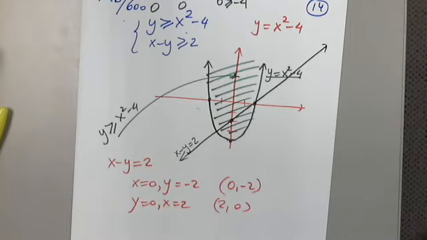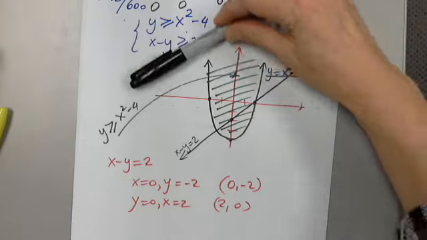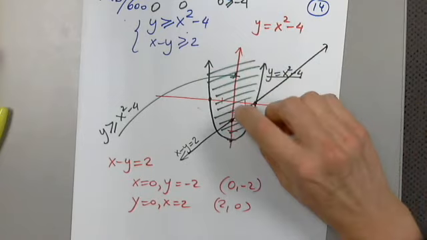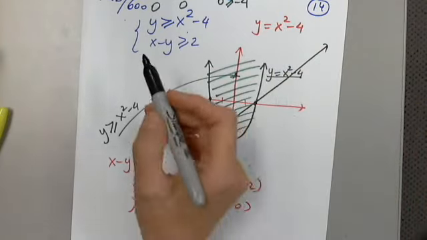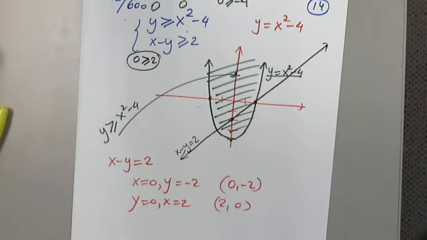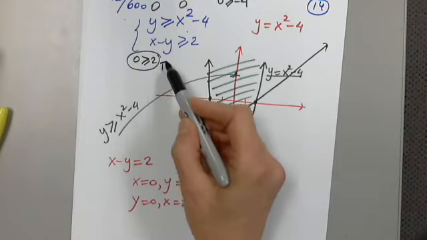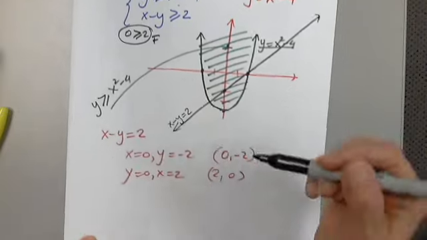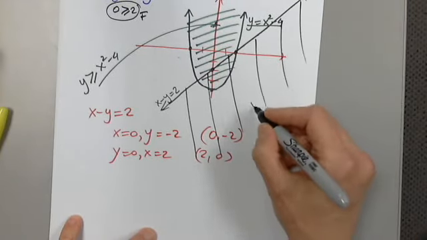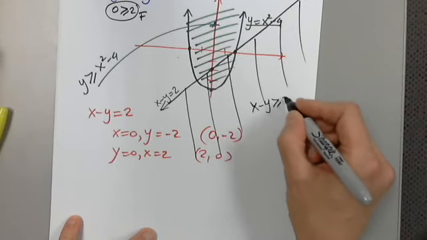The line divides everything in two regions, the one to the left, if you want, and the one to the right. I will check the one to the left using the origin again. 0 greater than or equal to 2. If you say yes, I will shade in the area that has the origin. If you say no, I will shade in the opposite. No, so 0 is not. So this is false: 0 is not greater than or equal to 2. So then I have this, and this represents x minus y greater than or equal to 2.